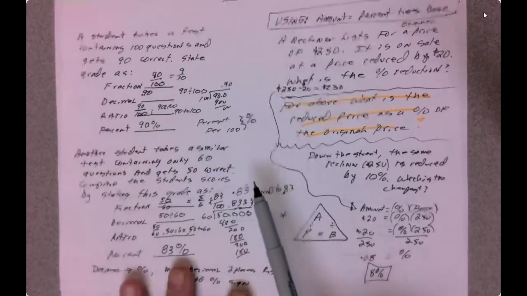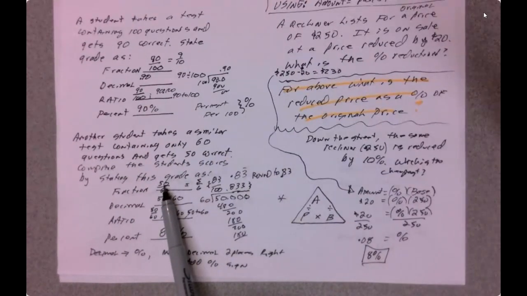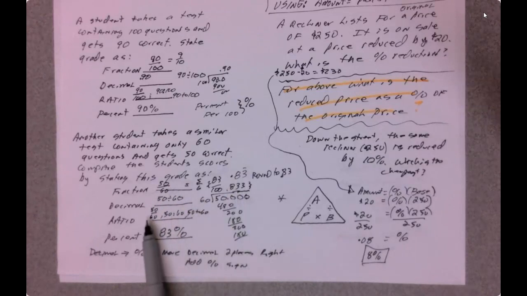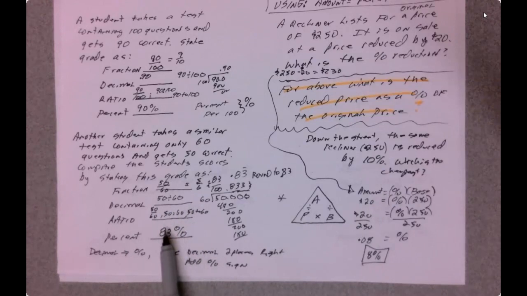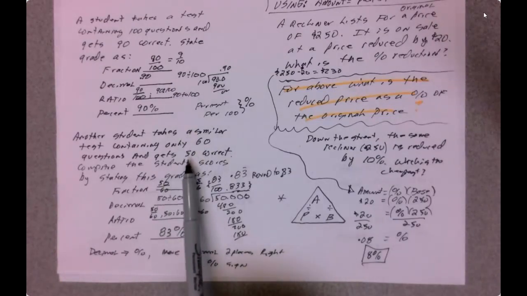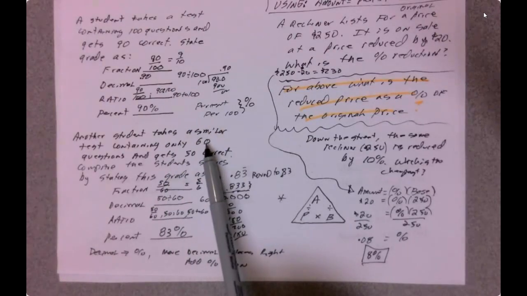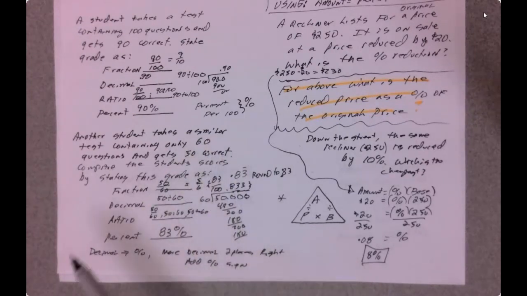Now this one, same idea. We can construct the fraction notation, 50 out of 60. Decimal notation, do the division, 50 divided by 60. Ratio, fraction form, 50 to 60. Now the percentage is a bit of a different calculation. Why? Because we do not have 100 items. So I can't simply say that this is 50 out of 100, it's 50 out of 60. So I have to have a way to convert this relationship to the corresponding number out of 100.